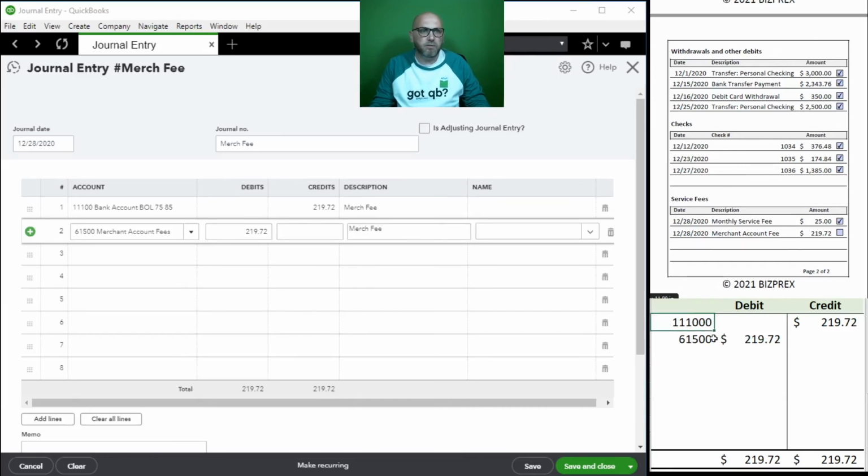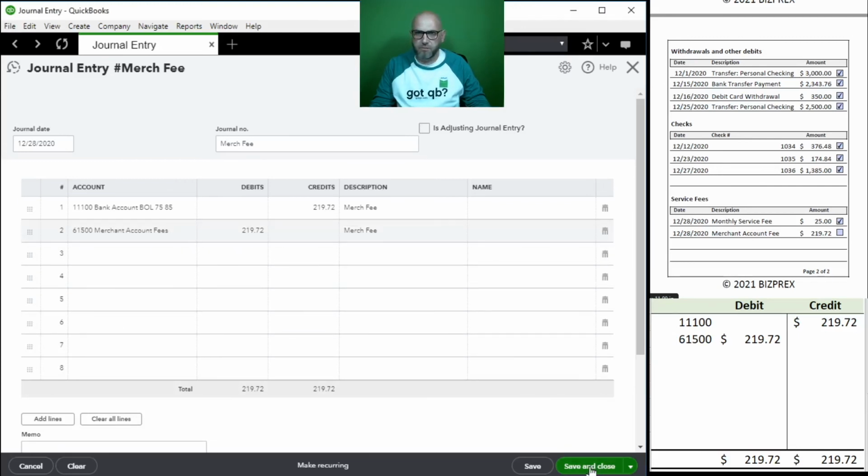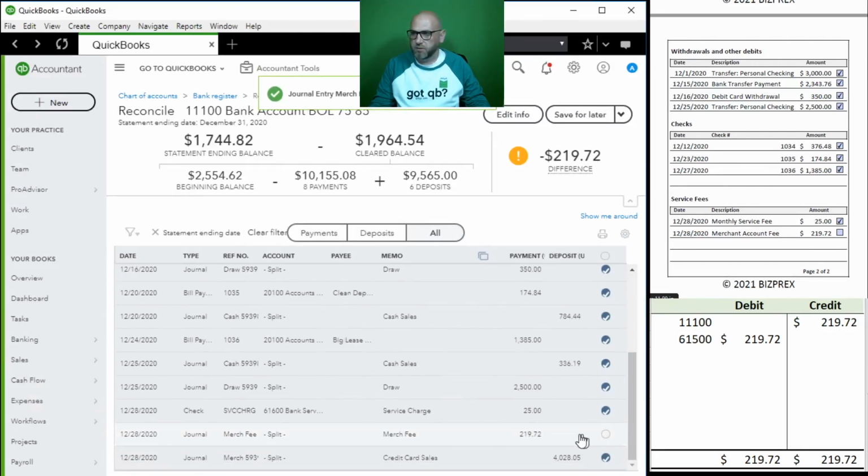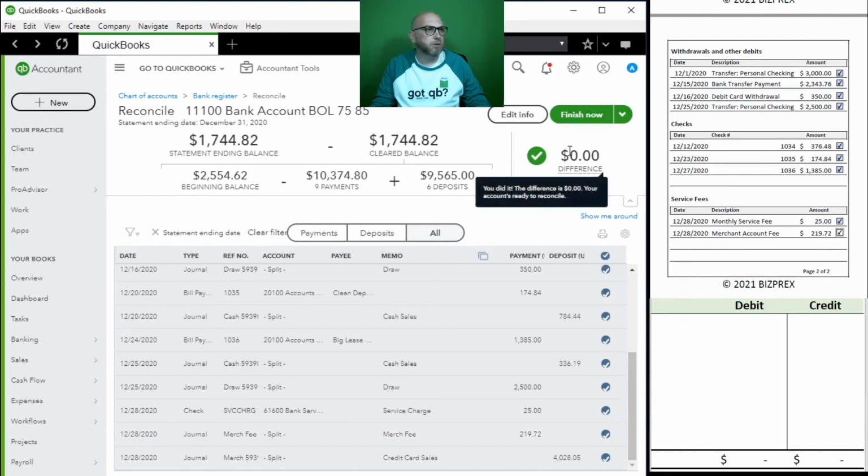Here it is. So one extra zero right now, we'll take it out. So bank account balance is reduced, therefore it is credited, and our expense account, expenses on merchant account fee, go up, therefore it is debited. Good to go. And here it is, showing up right here. So we can again mark this one off, mark this one off, and we're at 0. That's what we want.